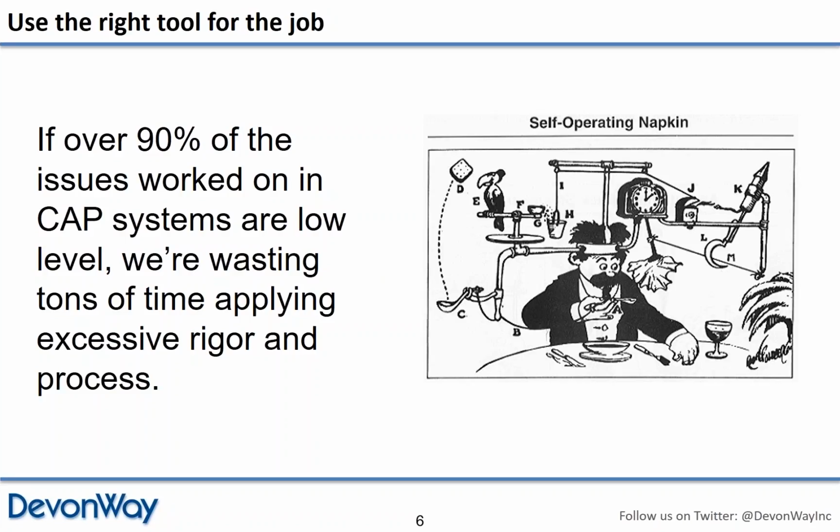If you think about this example here, there's a picture of a guy trying to do something that's really a simple task, which is use a napkin. And he's got this major contraption on his head to help him use a napkin where he could really just use his hand to get the same job done. In the same way, when you're working on low-level issues, we should use the right tool to get that job done, not use a tool that is designed to get a high-level issue done.